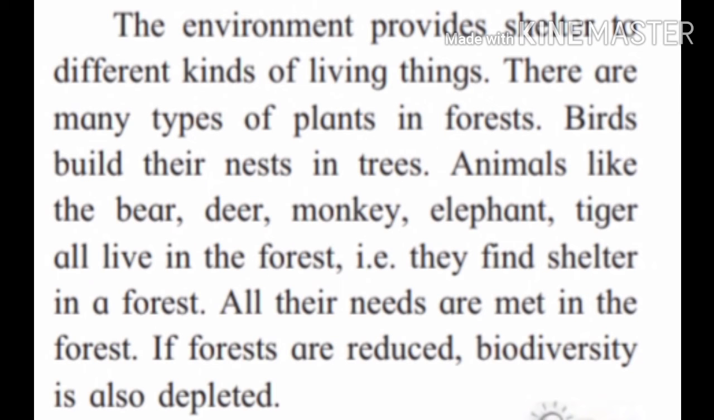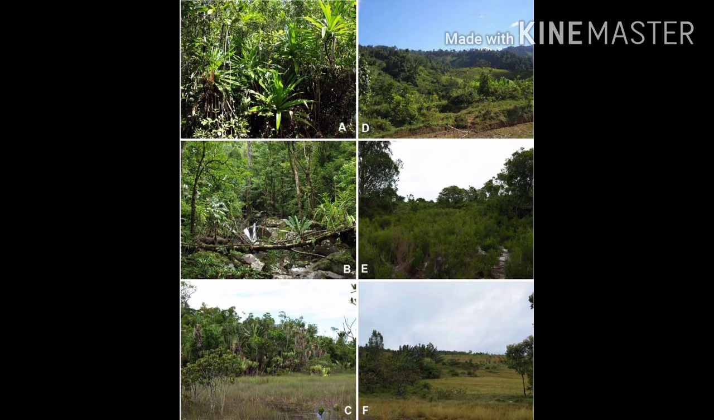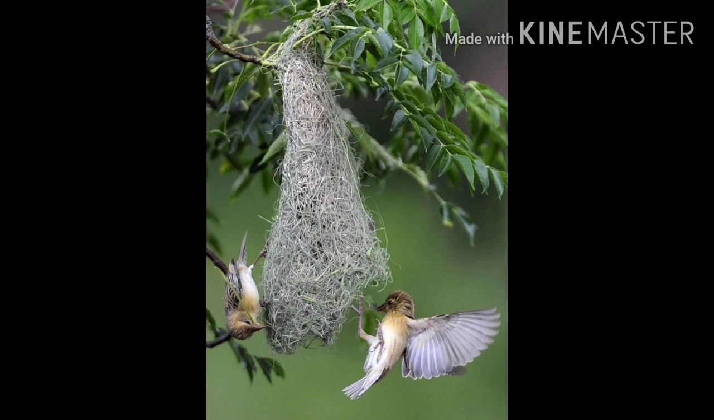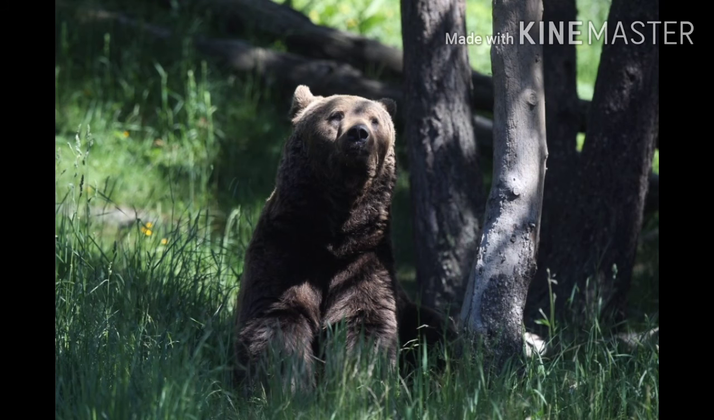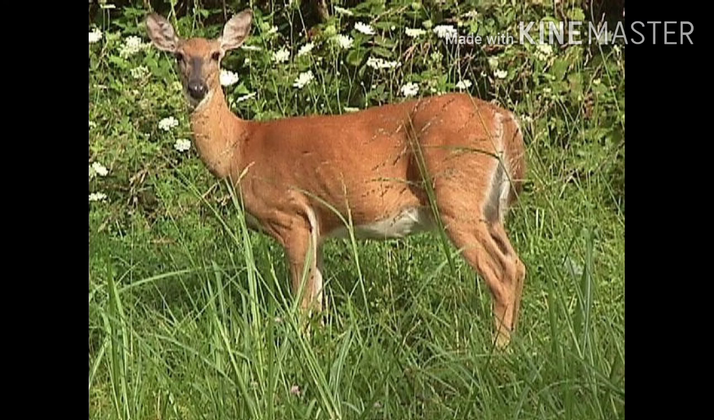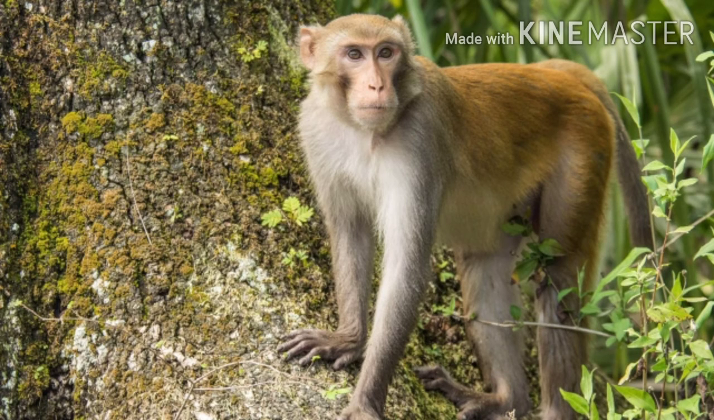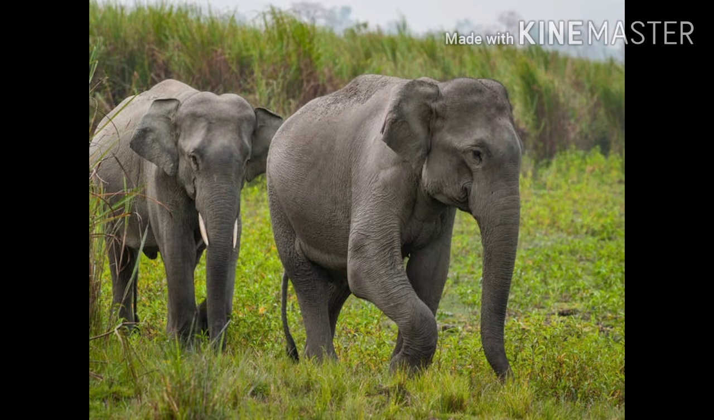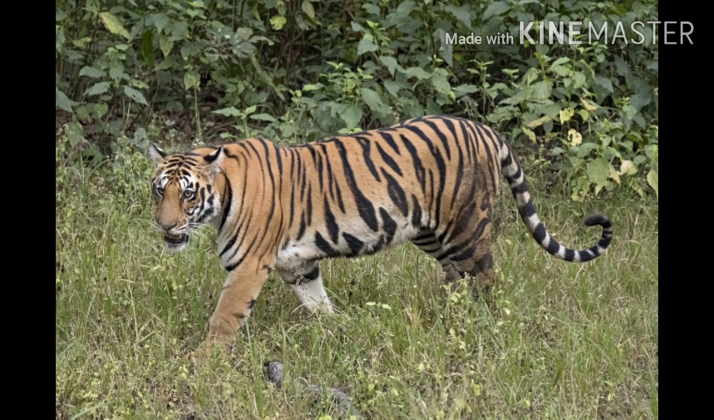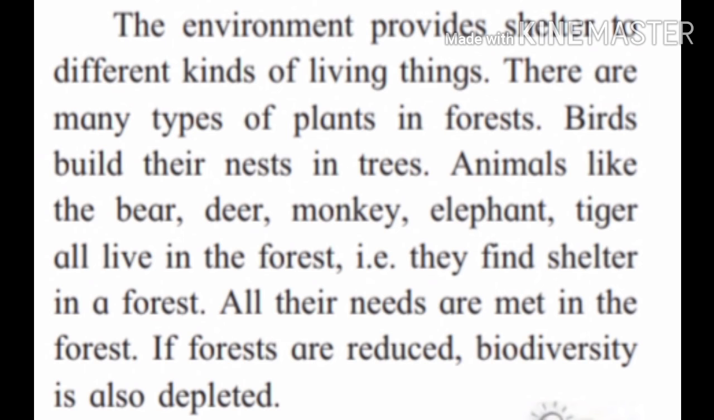The environment provides shelter to different kinds of living things. There are many types of plants in forests. Birds build their nest in trees. Animals like bear, deer, monkey, elephant, tiger all live in the forest. That is, they find shelter in a forest. They feel that they are safe in their home. All their needs are met in the forest.